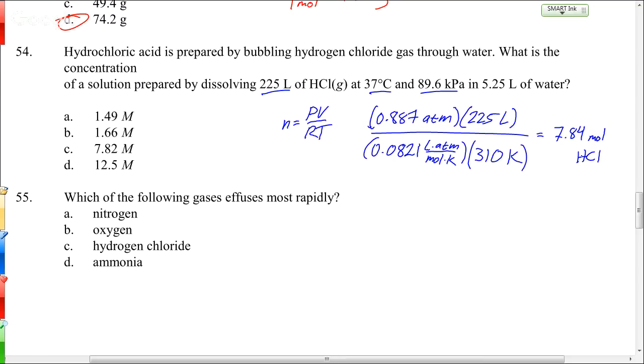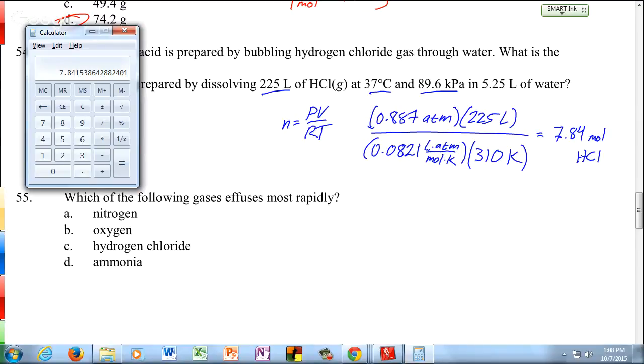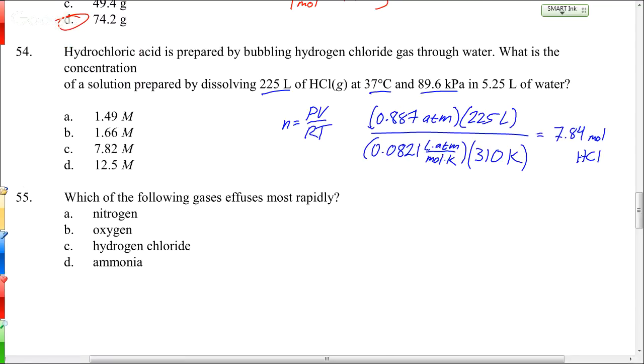Everyone's just sort of blankly staring at me. So I guess yes. Okay. So we divide that by the volume, and that should be our concentration, 1.49 molar. Well, molarity is moles per liter, so that's 7.84 moles per 5.25 liters.